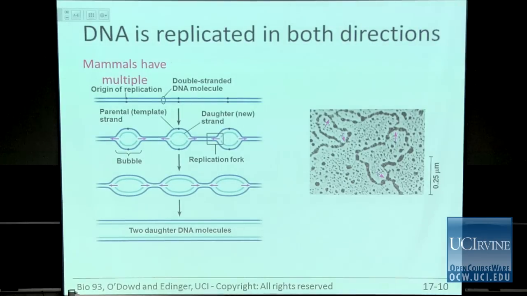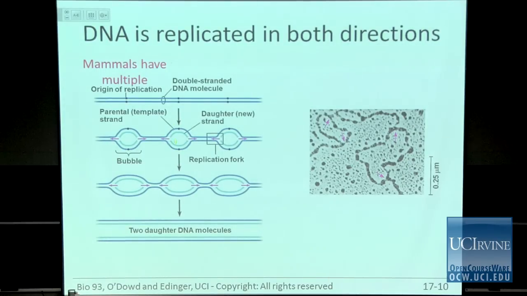In mammals like us, we have 6 billion base pairs of DNA to copy each time our cells divide. That's a lot of DNA. So you need to have multiple origins of replication in order to be able to copy all that DNA and divide in a timely manner.